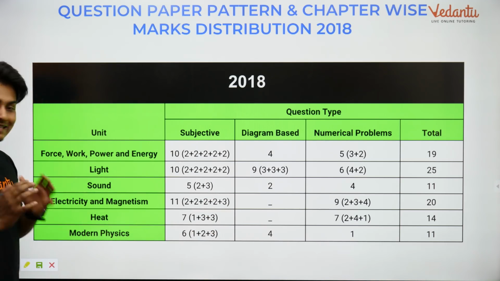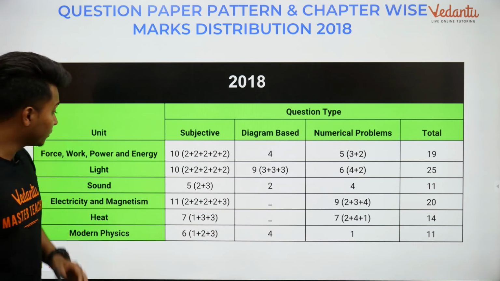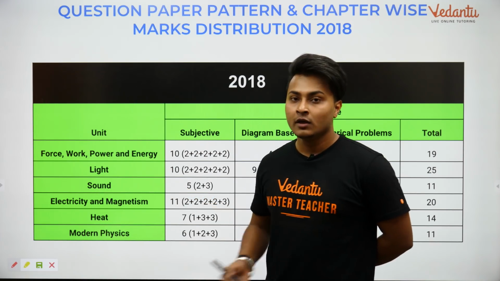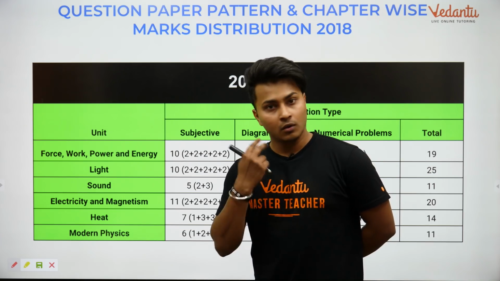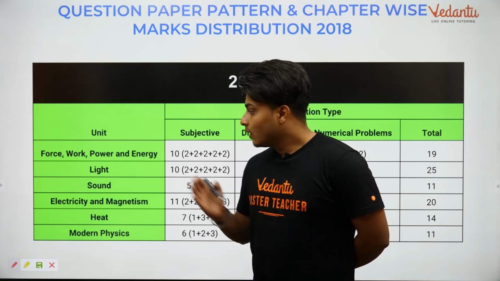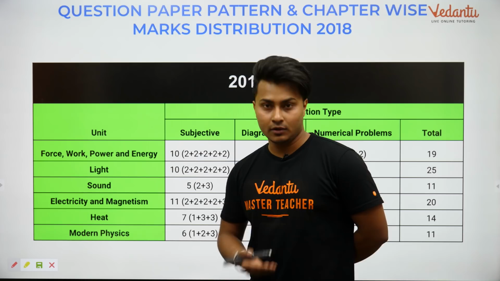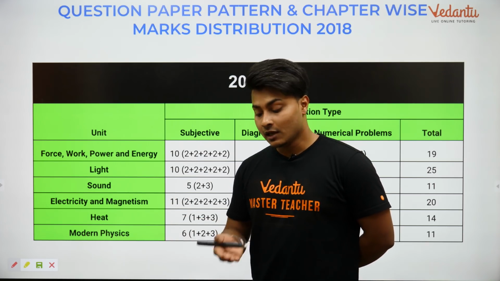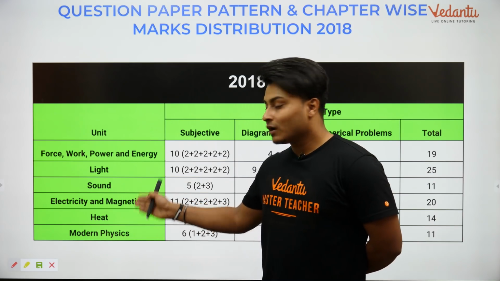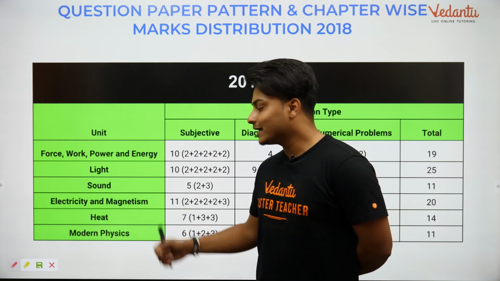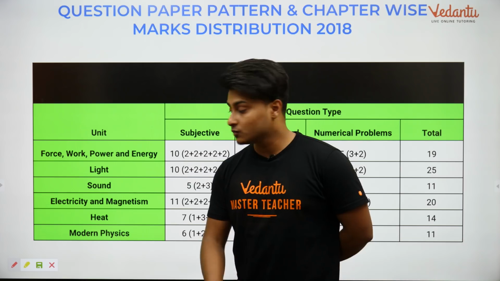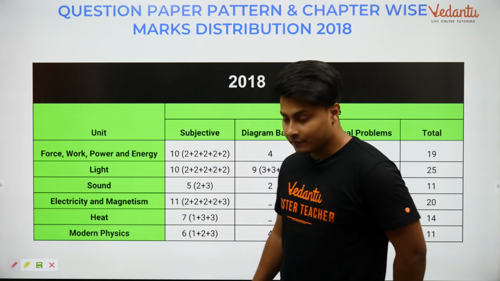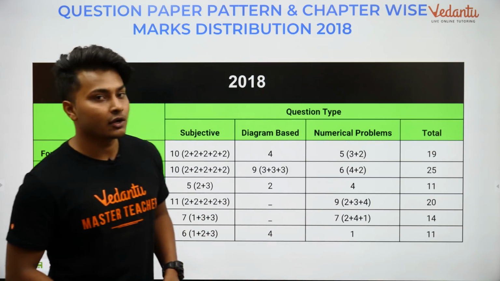We have basically 6 units in ICSE, isn't it? Number 1, as you can see very clearly, you have force, work, power and energy, which includes this chapter, force, work, power and energy, and machines. Then you have light, which includes the chapters lenses, refraction at plane surfaces, and then spectrum. And then you have sound, which has basically 1 chapter. Then you have electricity and magnetism, which contains 3 chapters more. Then you have heat, only 1 chapter, calorimetry. And then you have modern physics. Modern physics, you guys know, contains radioactivity.